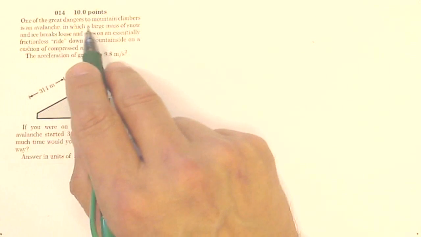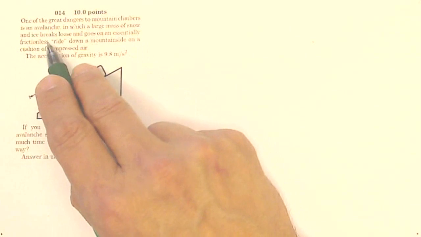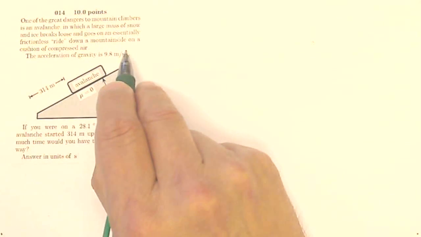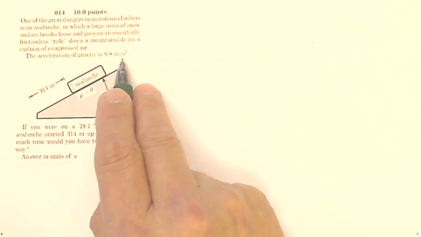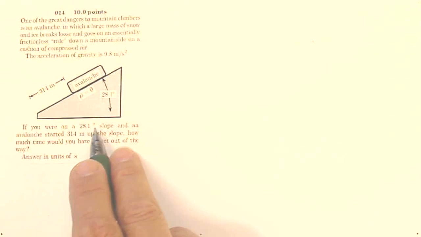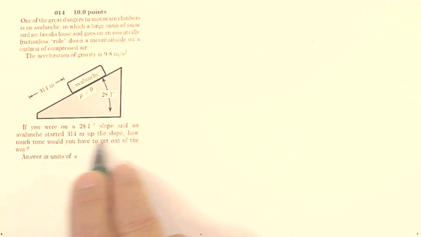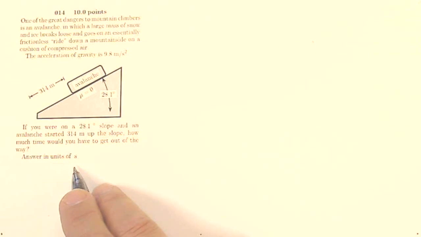This is AP Physics Homework 2.5, question number 14. It says, one of the great dangers to mountain climbers is an avalanche in which a large mass of snow and ice breaks loose and goes on an essentially frictionless ride down a mountainside on a cushion of compressed air. The acceleration of gravity is 9.8 meters per second squared. If you were on a 28.1 degree slope, and an avalanche started 314 meters up the slope, how much time would you have to get out of the way? Answer in units of seconds.